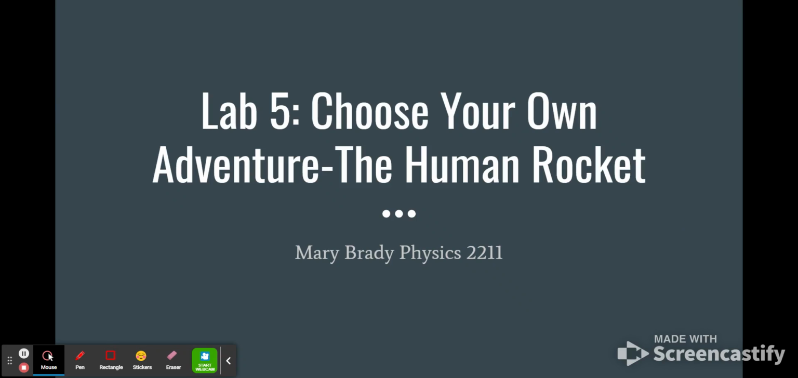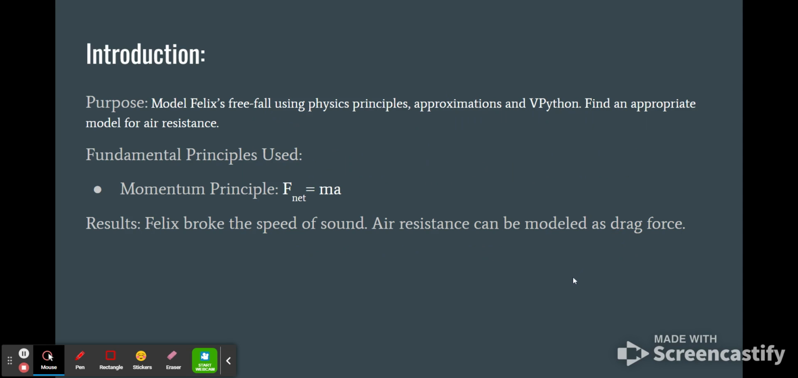Hi, I'm Mary Brady, and this is Lab 5 at Georgia Tech's Physics 2211, the Choose Your Own Adventure, and I'm doing this on the human rocket. So the purpose of this lab is to model Felix's free fall using physics principles and approximations in Python, and to find an appropriate model for air resistance.